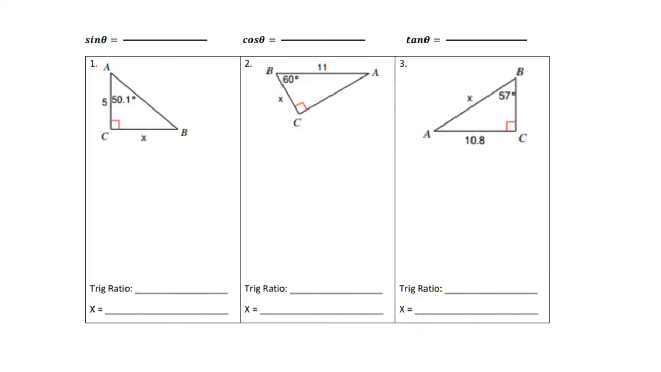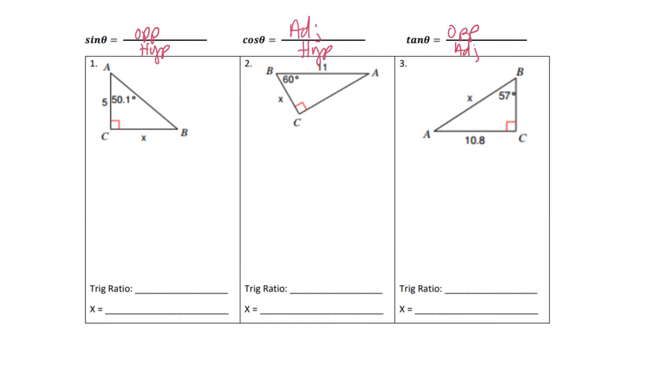Okay, at the top of this slide, you'll see it actually is written in here for us. So sine is opposite over hypotenuse. Cosine is adjacent over hypotenuse. And tangent is opposite over adjacent.